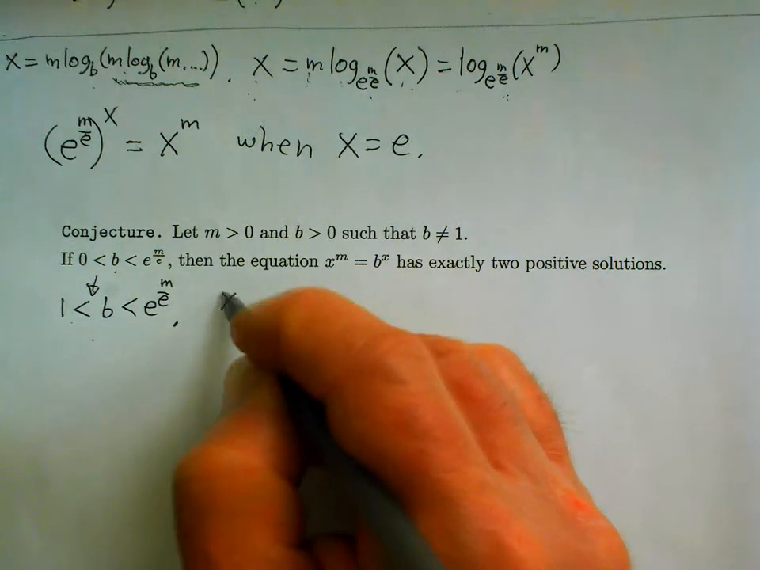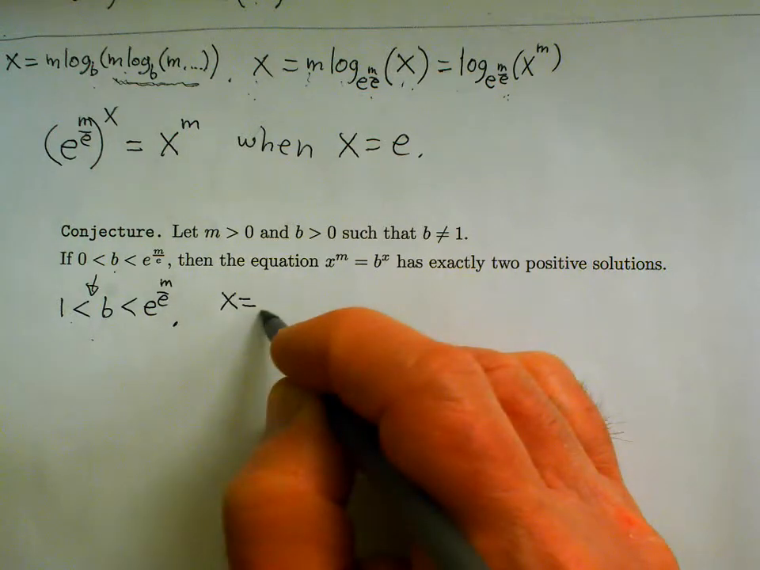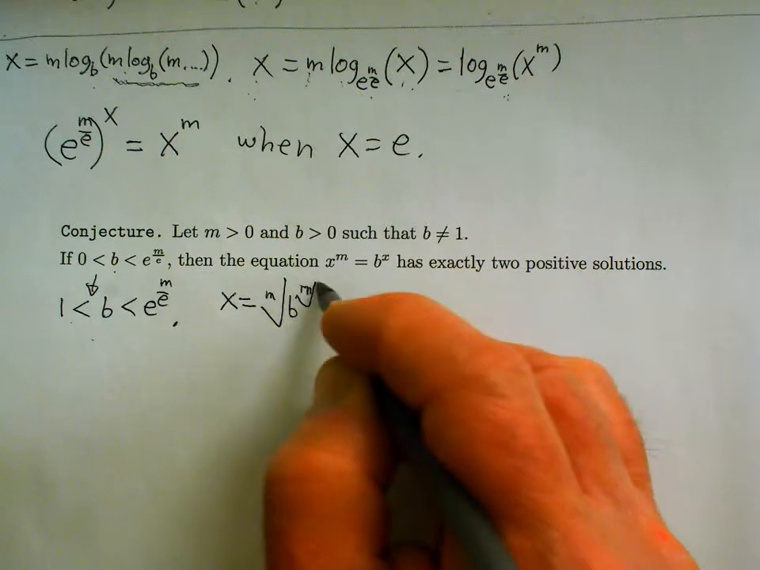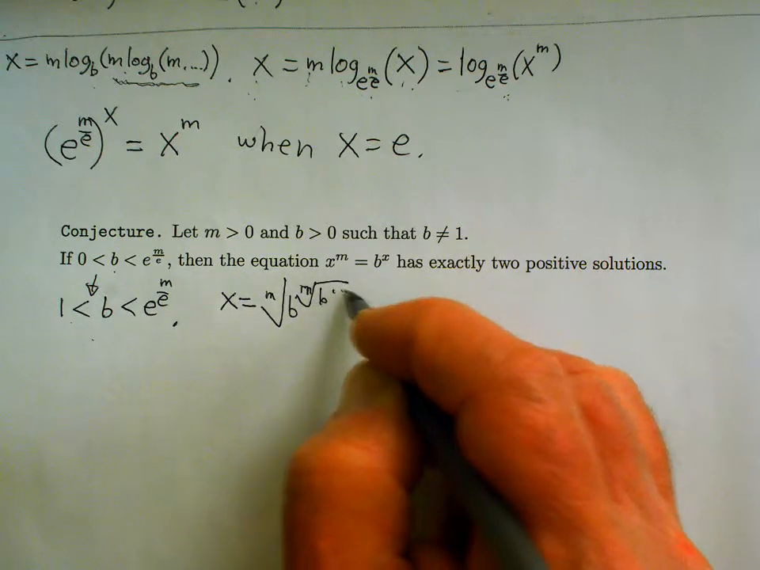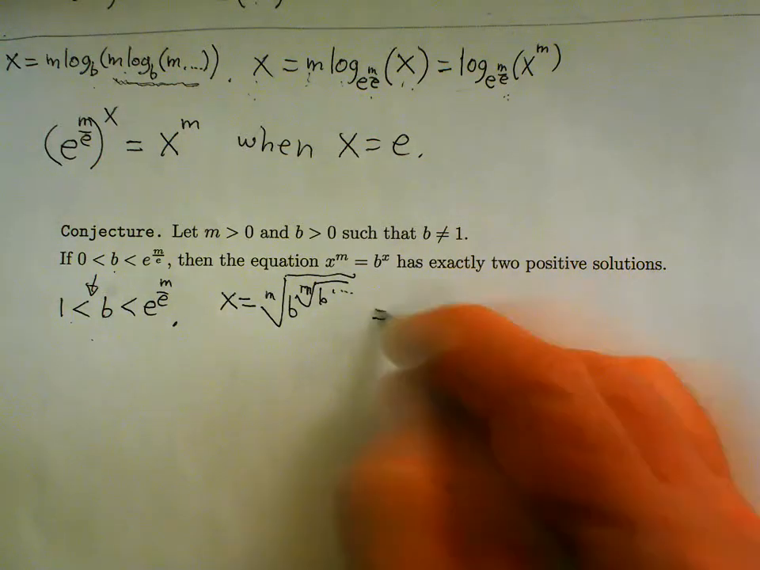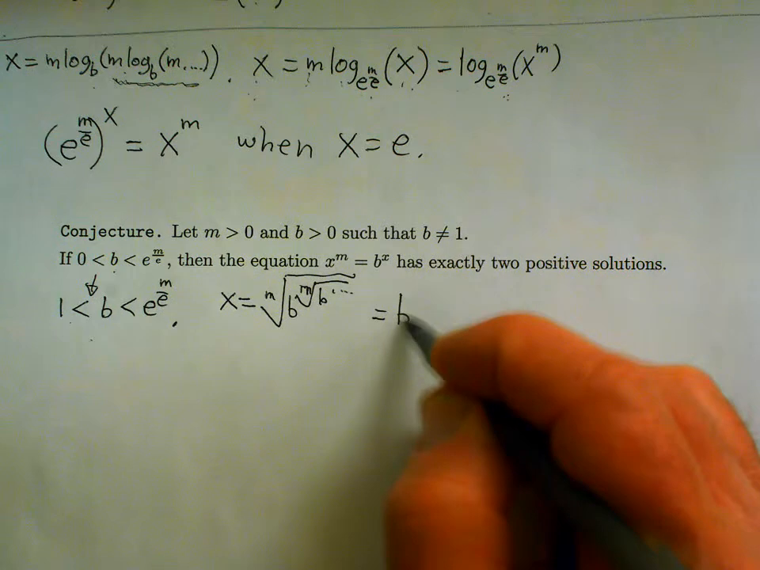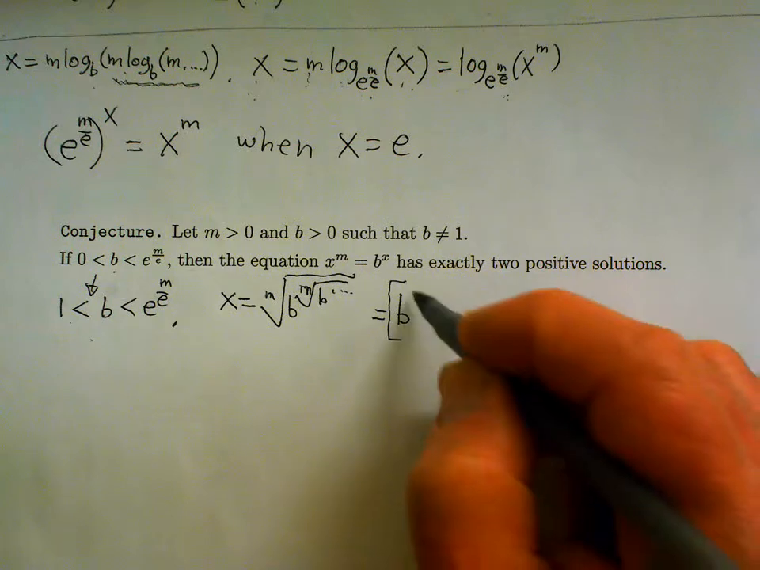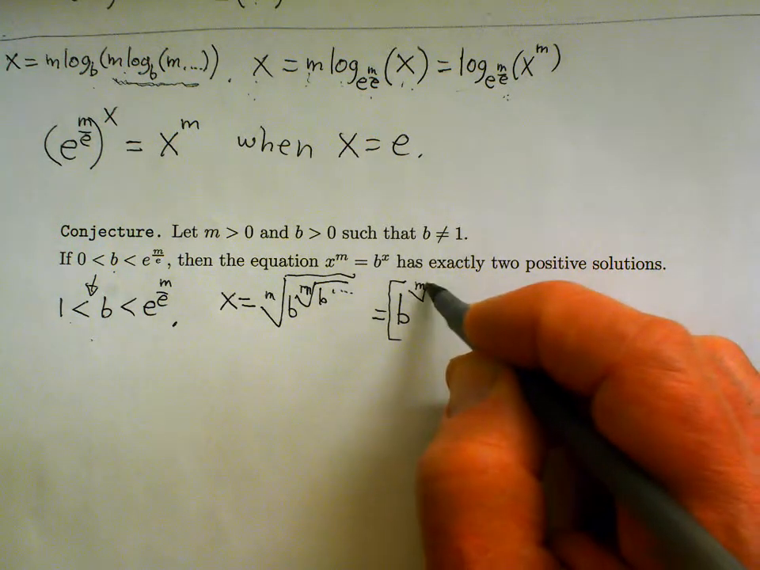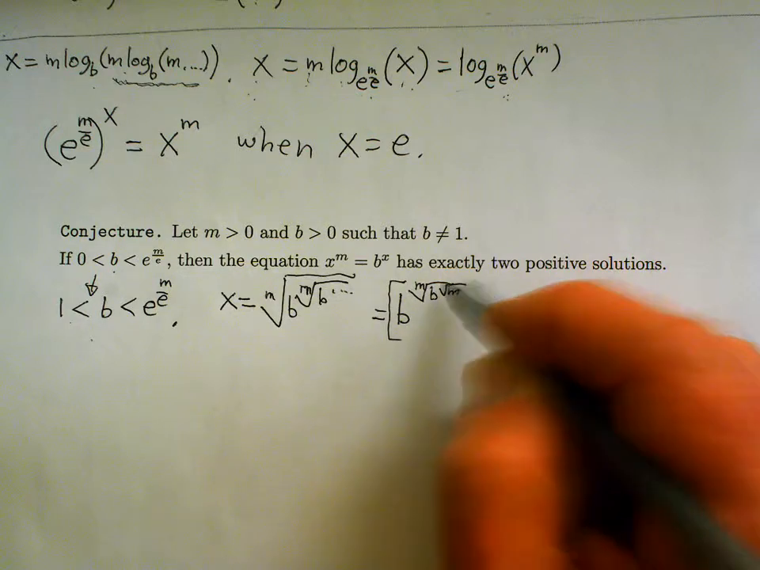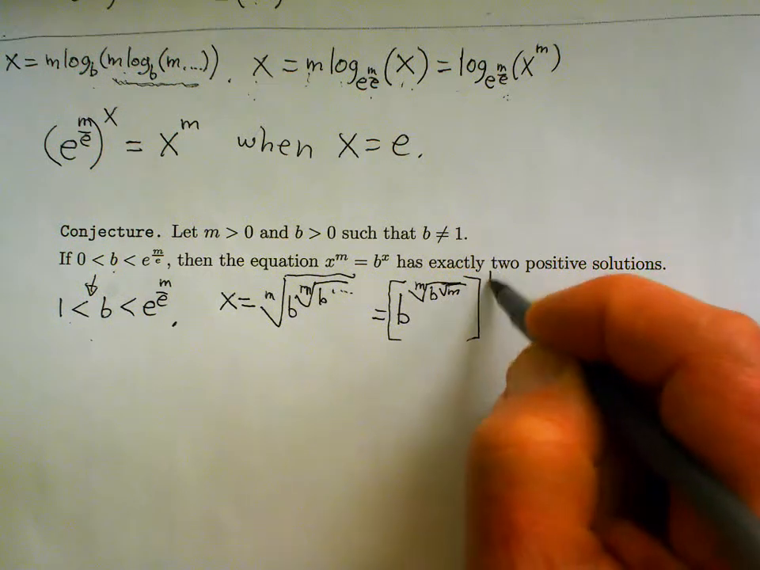Okay, so one of the solutions, as we have seen, is x equals the mth root of b to the mth root of b, and so on. And this is equal to b raised to the exponent, which is the mth root of b raised to the mth root of b, and so on. But we have an outer exponent of 1 over m.